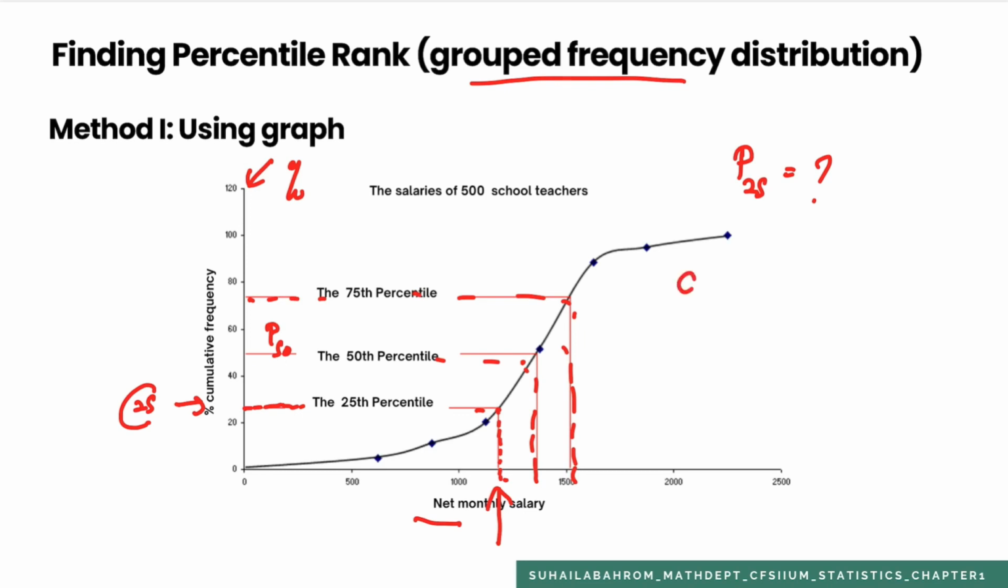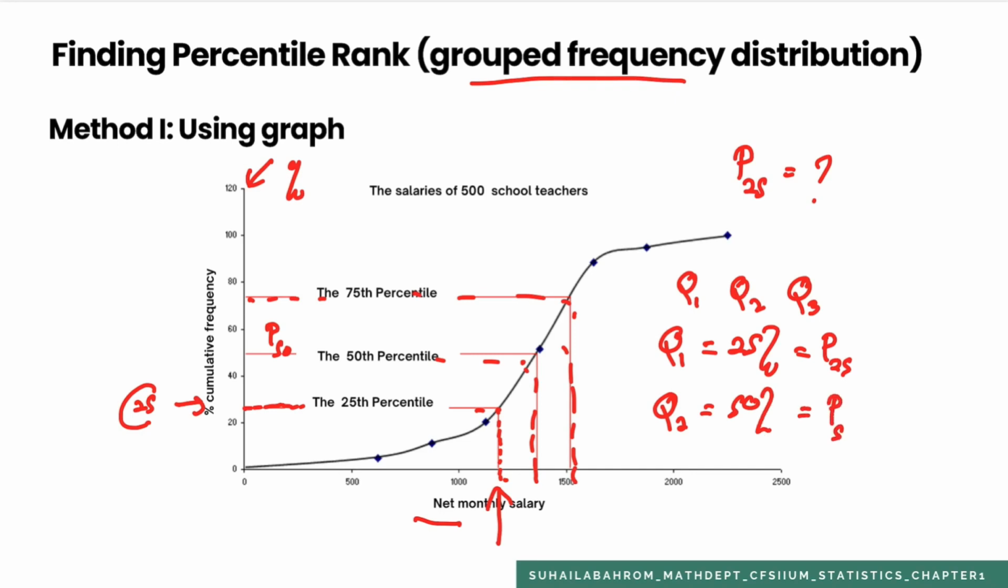You can also find out Q1, Q2, Q3 from the percentile graph, because the first quartile is equivalent to 25% of the data, or P25. The second quartile is equivalent to the median, or 50% of the data, or P50. And the third quartile is equivalent to 75% of the data, meaning it's equivalent to P75. So you cannot only find the values of percentile from the percentile graph; you can also find the values of quartile.